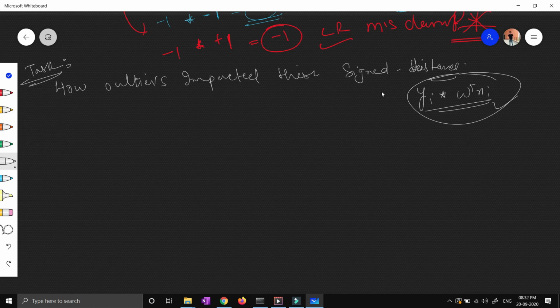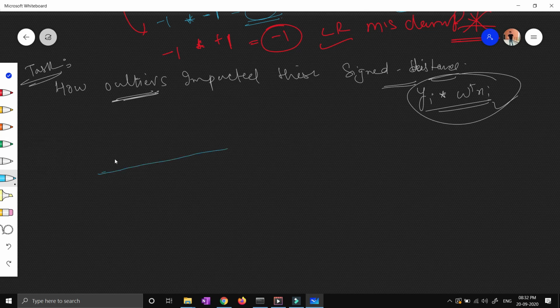Now you will be able to understand that this is my signed term. Till now everything works very well, but where is this particular signed distance failing while deriving a logistic regression algorithm? In case of outliers, you can see this particular value will fail. So let me take an example.